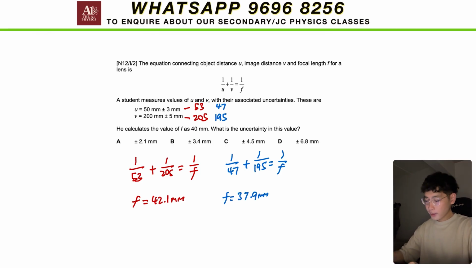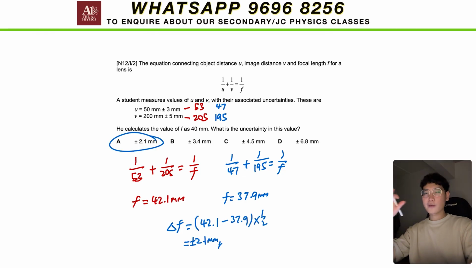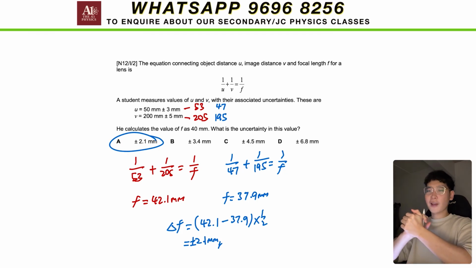So if you want to find the uncertainty of f, we just take the maximum value, which is 42.1, minus the minimum value, and we halve the whole thing, and that will give us plus minus 2.1 millimeters. So that's how we use the first principle method. It's basically just finding the midpoint between the maximum and the minimum value.